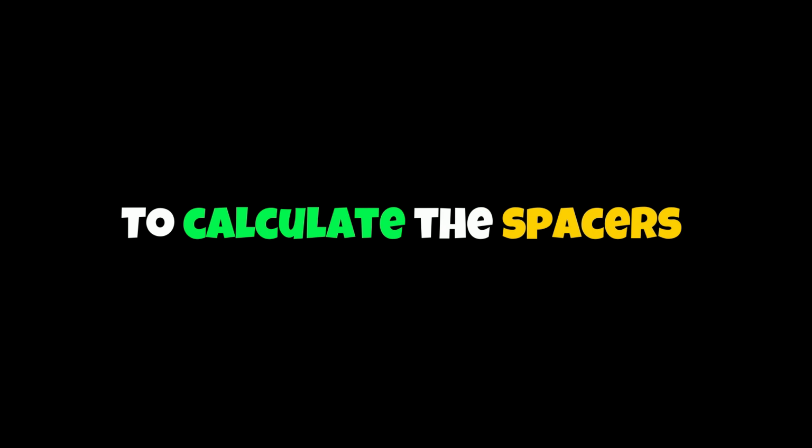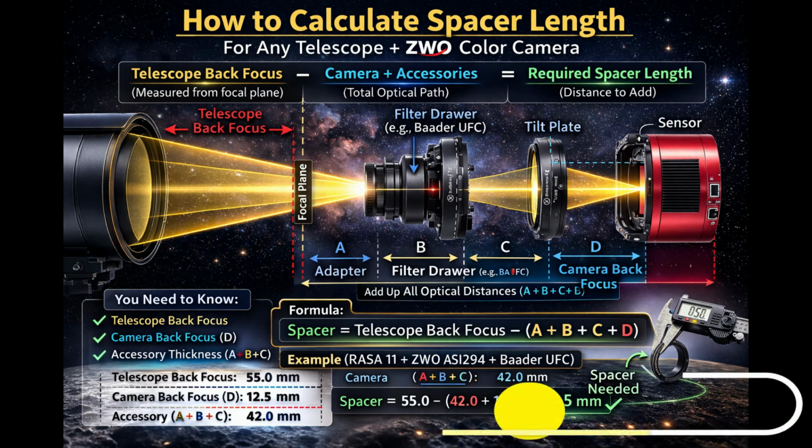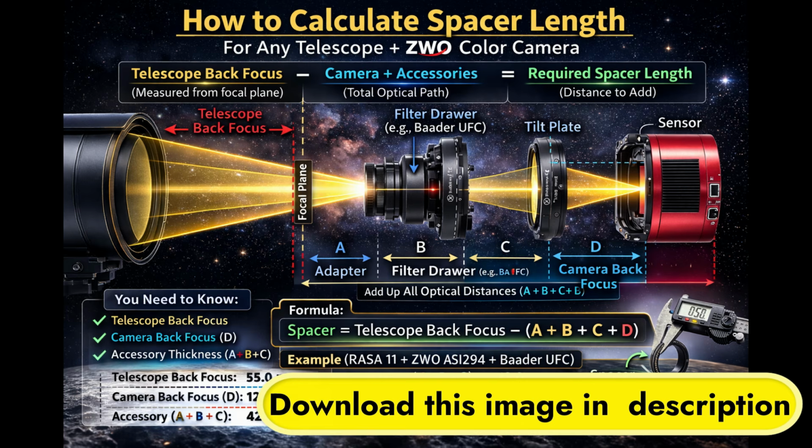To calculate the spacers you need, you only need 3 specs: the telescope's required back focus distance, the camera's sensor back focus, and the optical length of any accessories like filter drawers or tilt plates. Add the camera and accessory distances together, then subtract that total from the telescope's required back focus. The result is the spacer length you need.